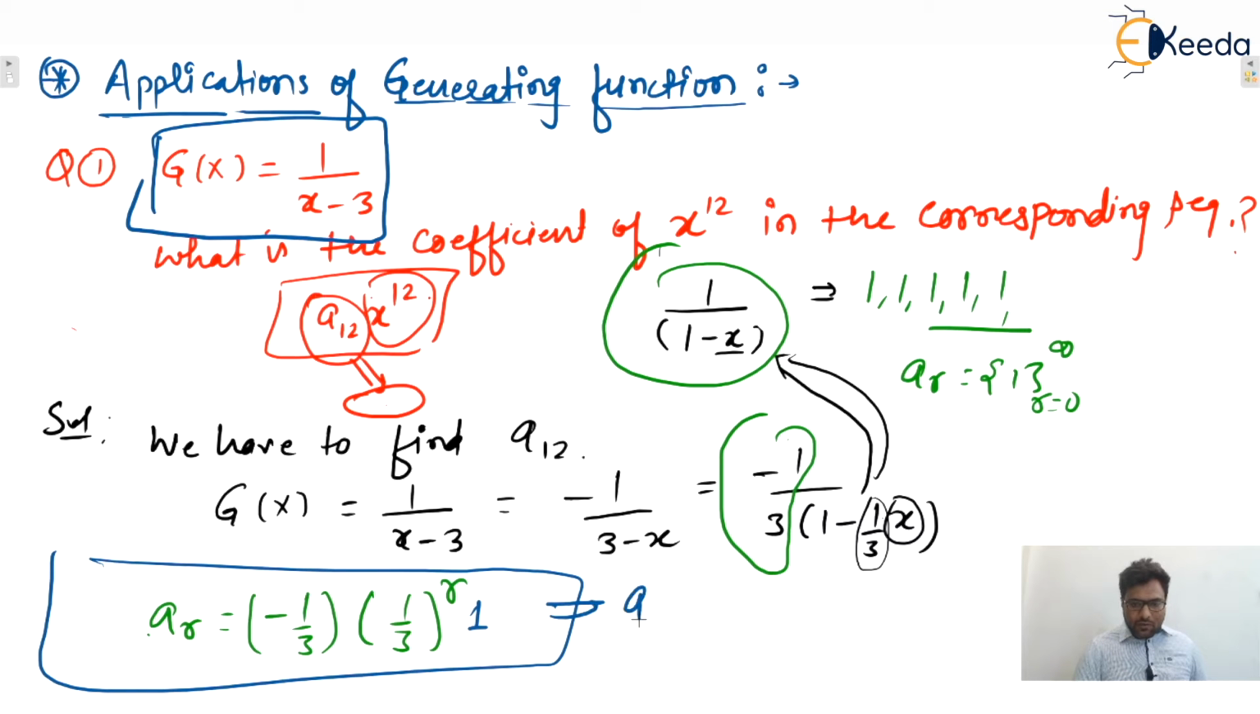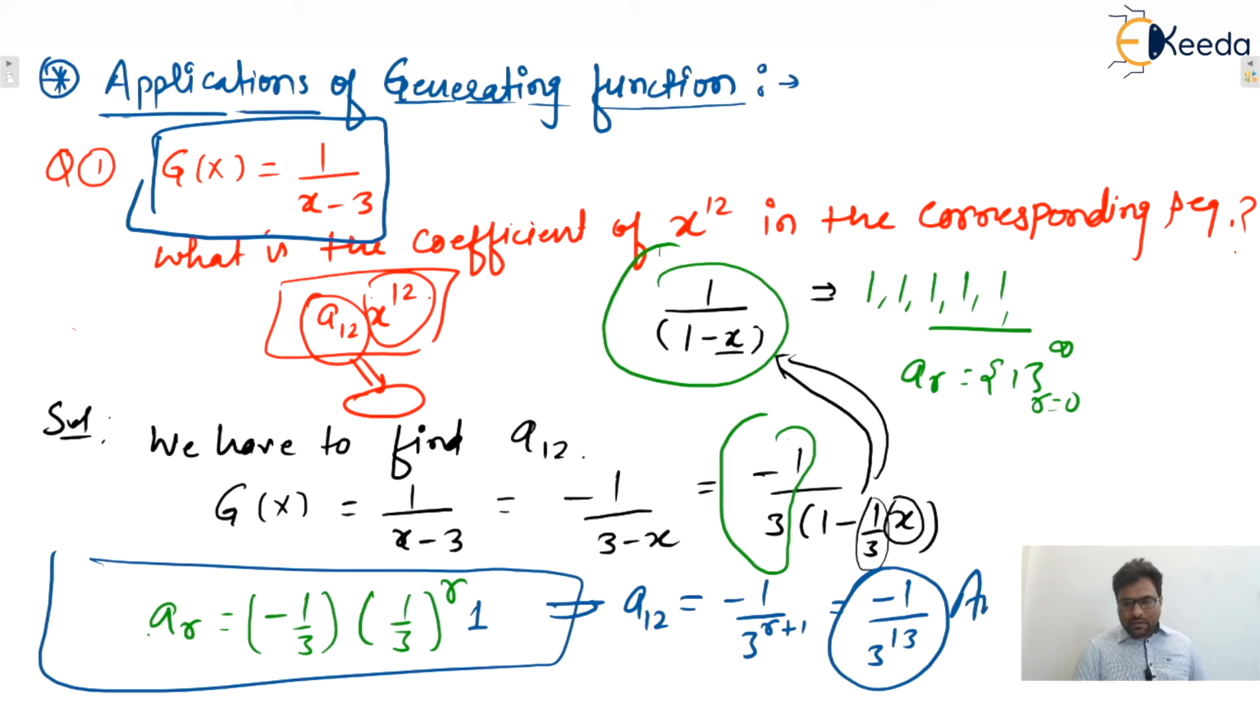Now we need to find A12. What will be A12? Put the value of r equal to 12. Then this is going to be minus 1 upon 3 raised to power r plus 1. So we can say that minus 1 upon 3 raised to power 13 will be the correct answer. I hope this one is clear to everyone.